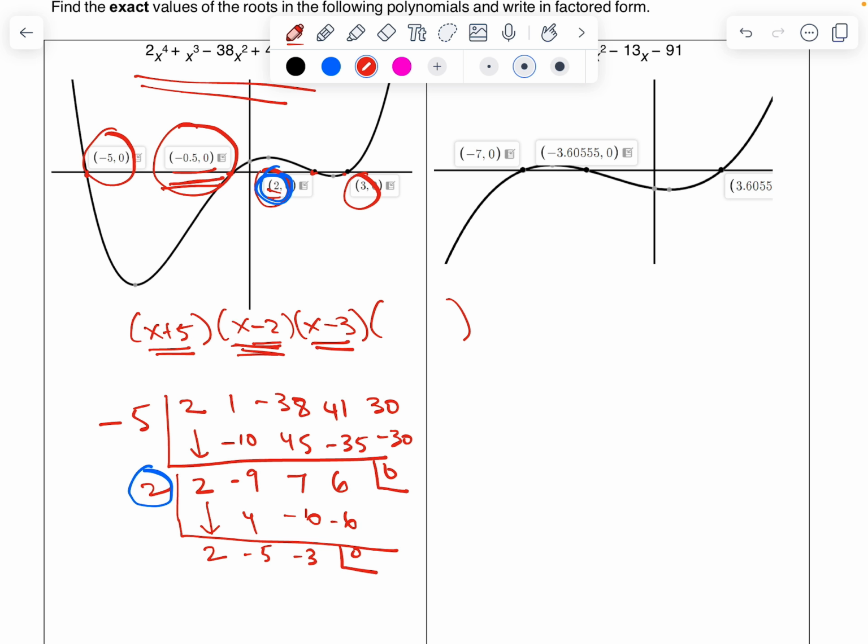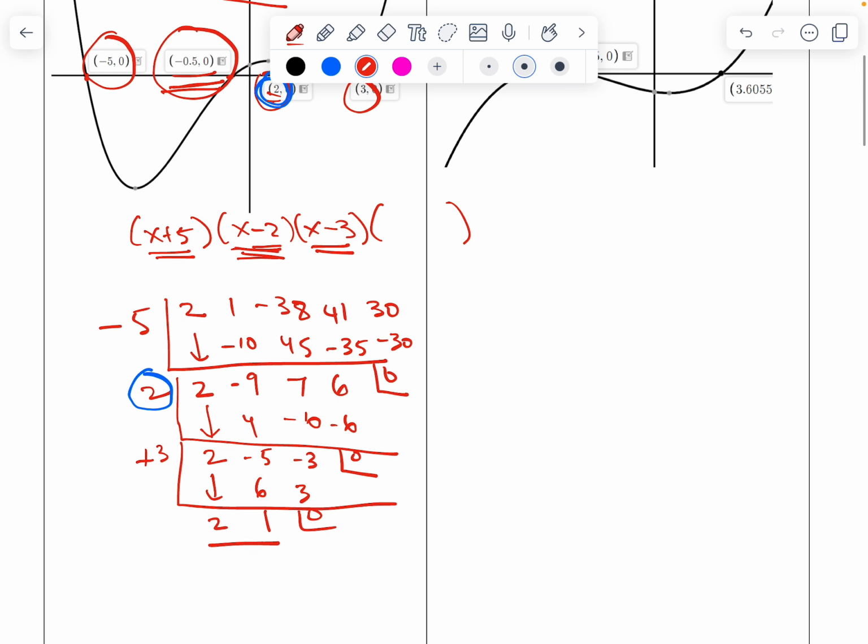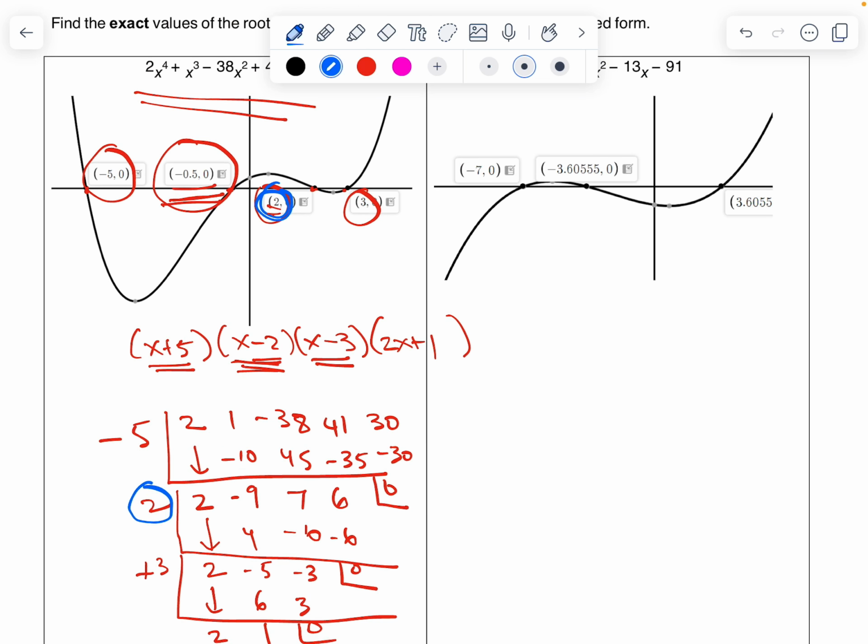Last one, x minus 3. So we're going to do a positive 3. We're going to bring that down. That's going to give us 6, 1, 3, and 0. So what's remaining is that 2, 1. That 2, 1 means 2x plus 1. Now let's go back to that root right here and think about this. The reason why negative 0.5 is a root is because 2 times negative 0.5 is negative 1. Negative 1 plus 1 is 0. So negative 0.5 is a zero.